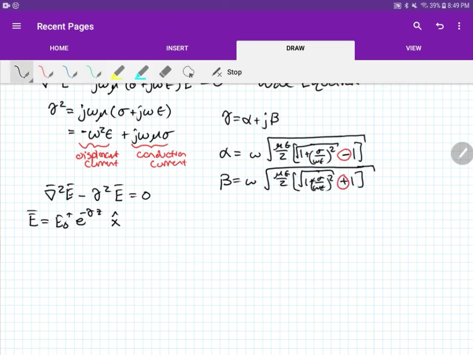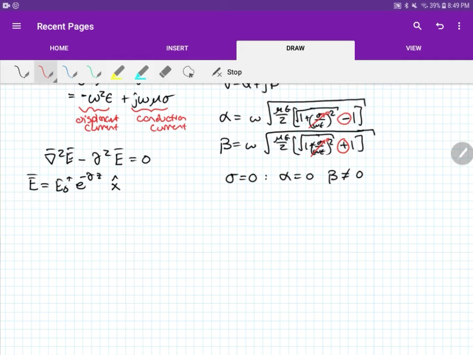So we can see that when sigma is equal to 0, alpha is equal to 0, but beta is not equal to 0 due to this minus and plus difference in this term. Because in both these cases, this term would go to 0. So therefore, alpha is defined as the attenuation constant, and beta is defined as the phase constant.